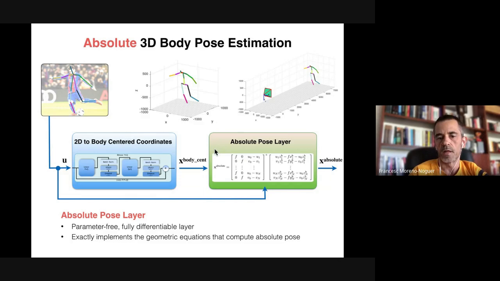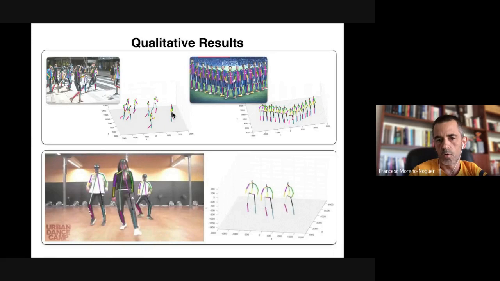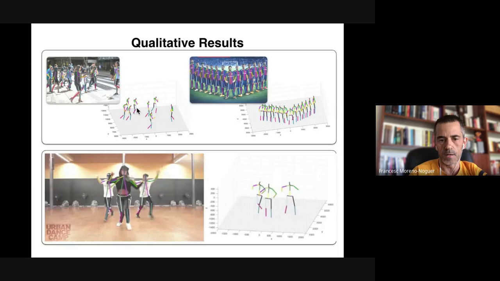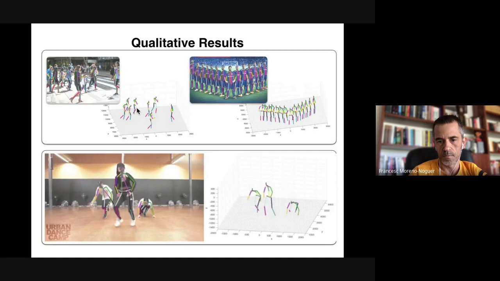So some examples of the results. On top, you see a couple of images where you see the body poses and also the absolute position of each one of the persons in the image. And while we don't have a ground truth for this, it seems that it's pretty well estimated. And at the bottom, you see the video where the position of the different dancers is also very well estimated, right?